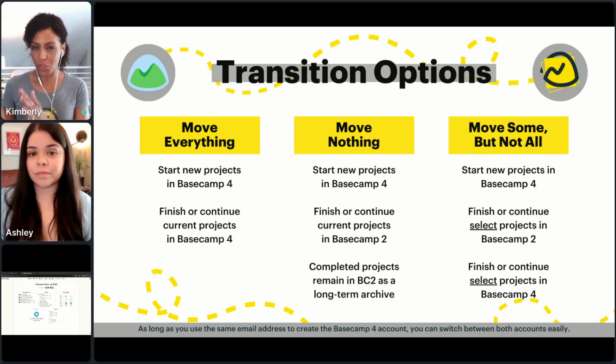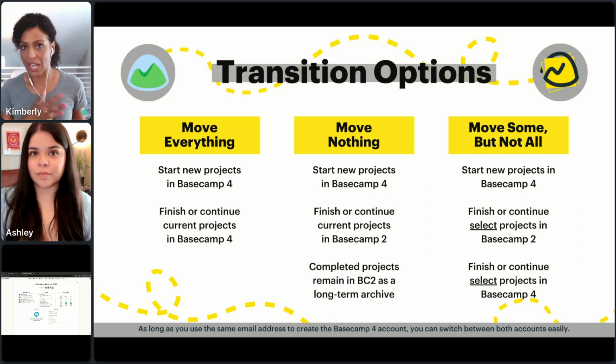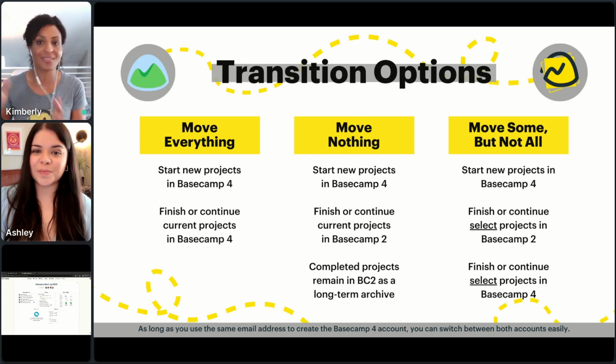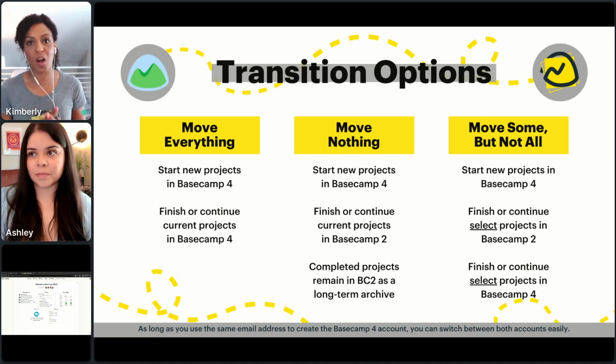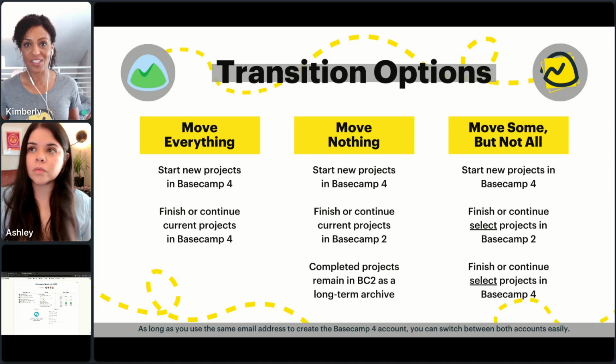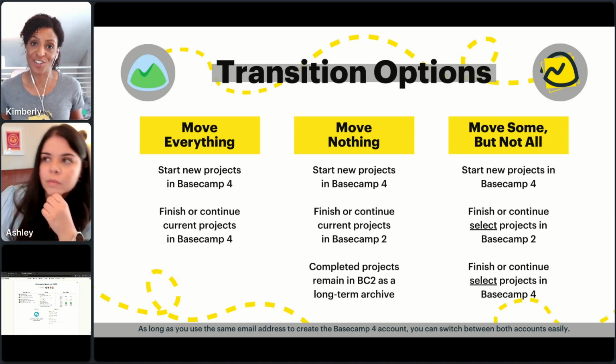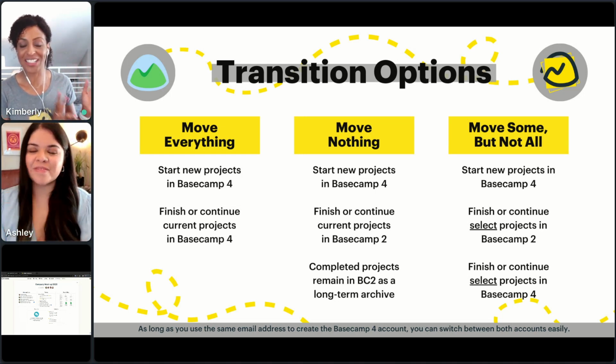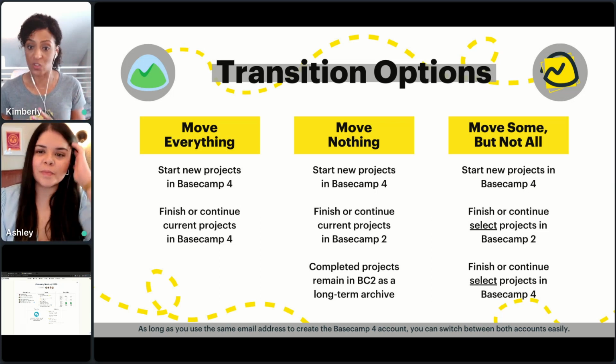And then the third option, and this is actually what I did when I transitioned from 2 to 3, which is now 4, is I kind of picked and chose which projects I wanted to move. So some projects I moved over immediately and continued working on them in 4. I started new projects in 4. And then some, especially when I was working with clients who I was like, they are not going to be able to handle change, I just finished their projects in Basecamp 2. So that is an option as well.